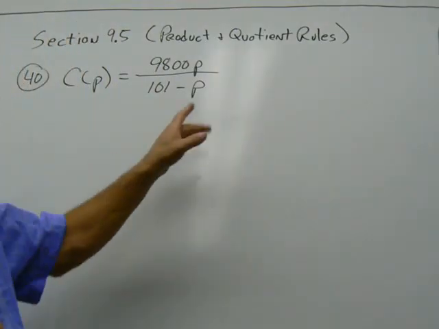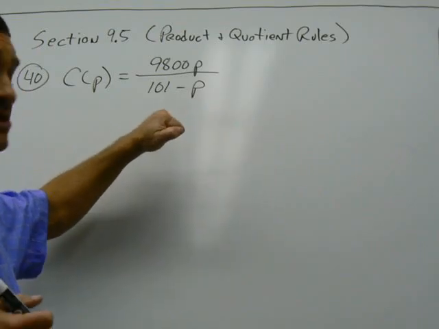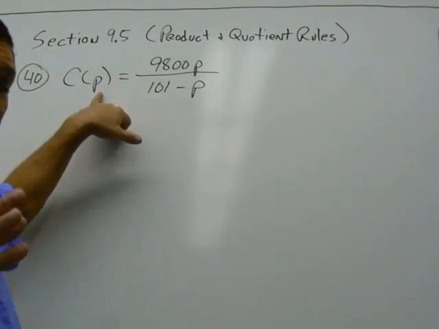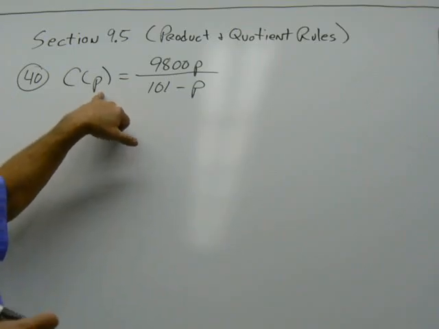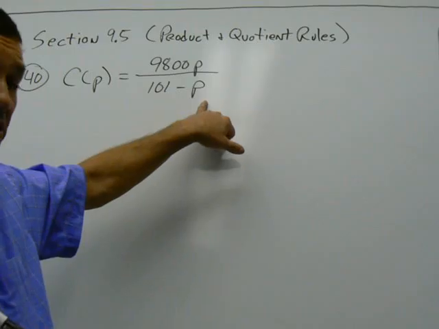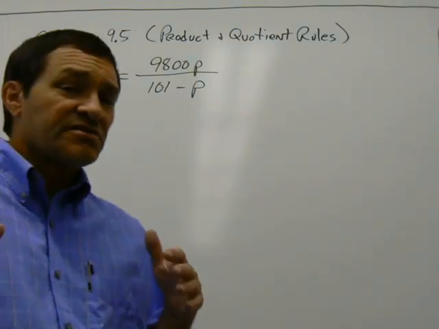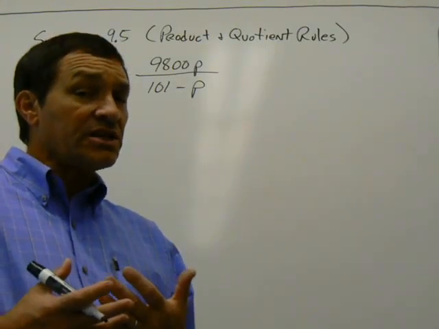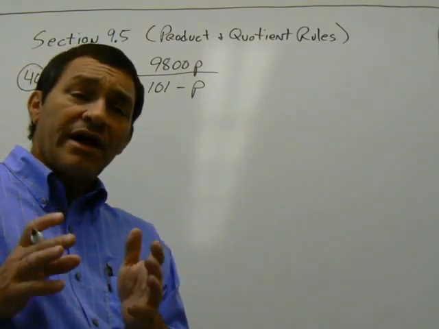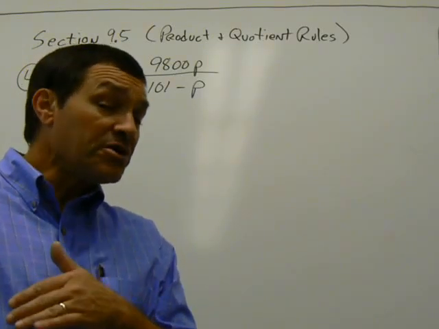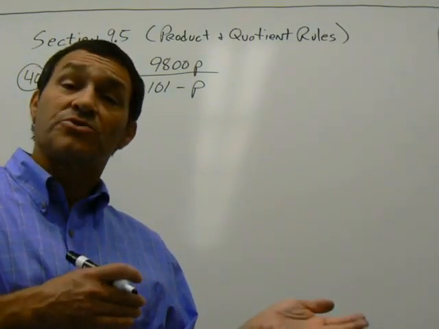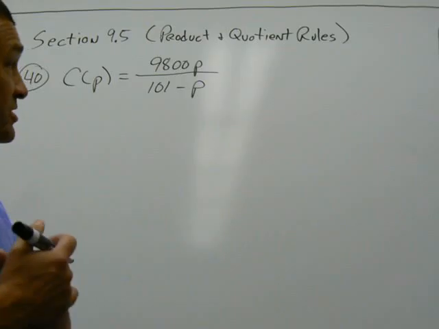On problem 40, it's a cost-benefit analysis. You're given a cost function in terms of P, where P is a percent of pollutants that you're going to remove. C of P is equal to 9800 P over 101 minus P. Typically on these problems involving removing pollutants, they either give you the percent of pollutants you're going to remove, or the percent you're going to allow to remain. On this one, it's the percent we're going to remove.